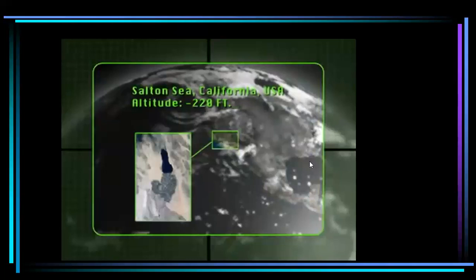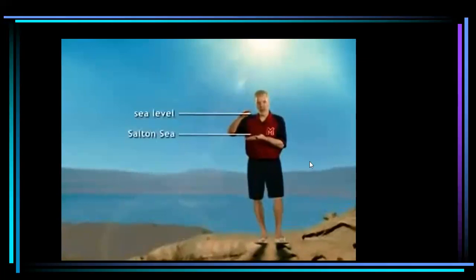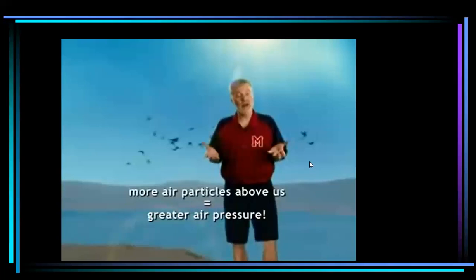Reducing our altitude below sea level, we travel to the Salton Sea in California. The altitude is 220 feet below sea level. And since we are below sea level, we have more particles of air stacked above us, hence greater pressure. More stuff means more weight and a greater force.